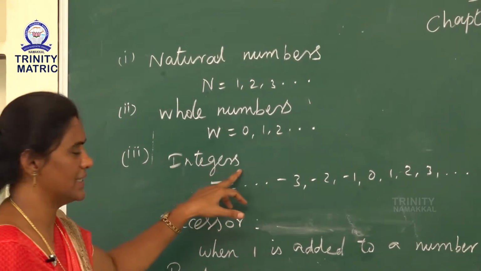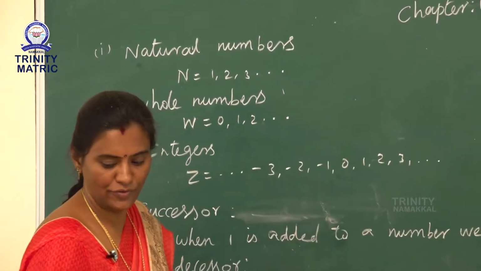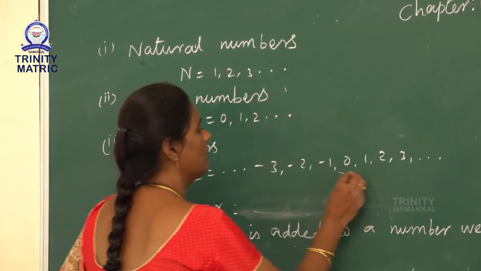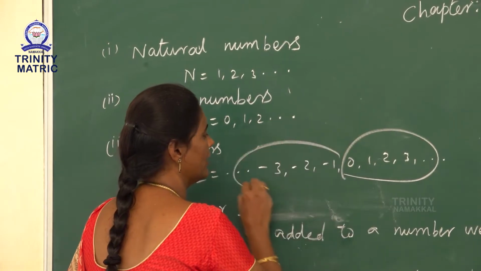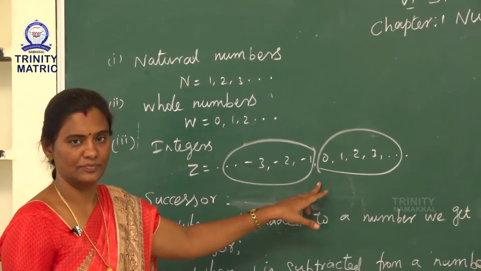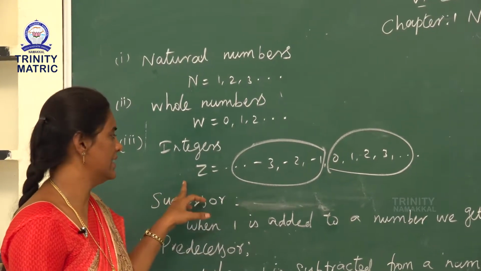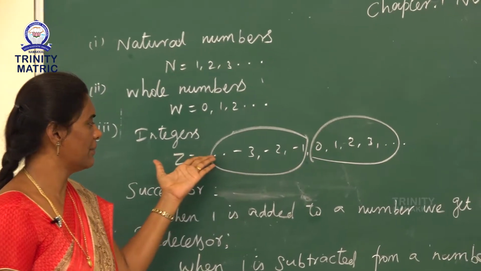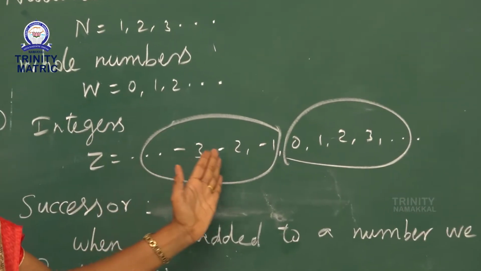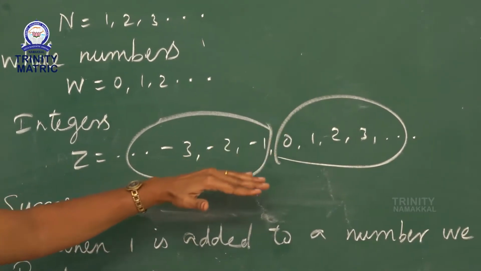Then integers. Integers are the collection of whole numbers and negative numbers. It is denoted by Z. That is the negative numbers minus 3, minus 4, etc., minus 2, minus 1, 0, 1, 2, 3, etc. This is integer.